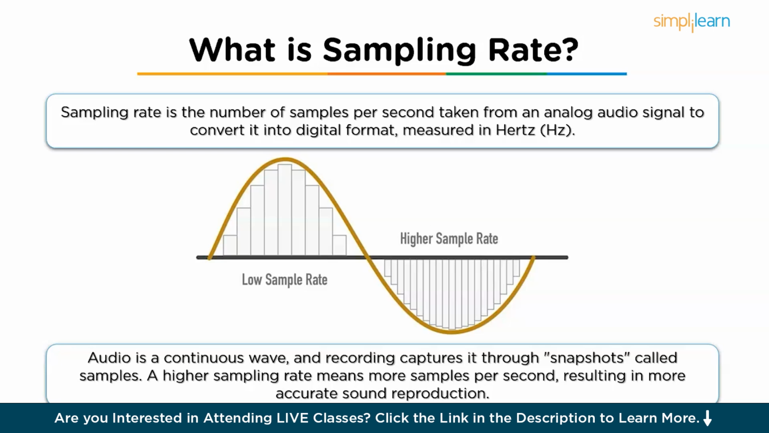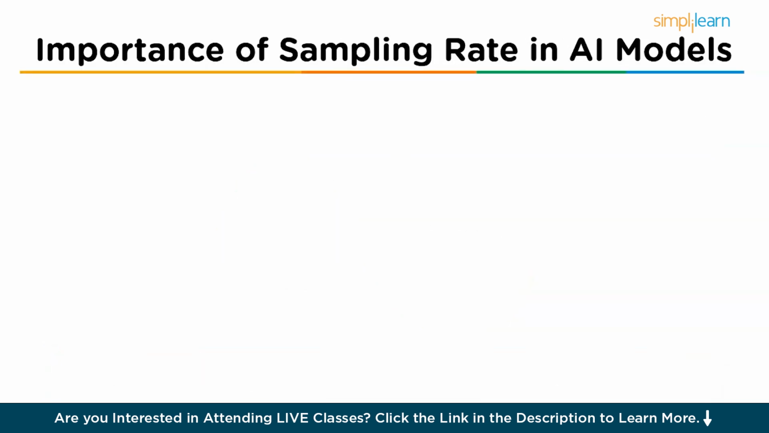For example, imagine you are taking pictures of a fast moving car. If you take only a few pictures per second, the movement of the car looks choppy. But if you take many pictures per second, the car appears to move smoothly, right? Similarly, a higher sampling rate means better sound quality because we capture more details of the original sound wave. Now, why is sampling rate important while working with AI models? While working with AI models for speech recognition, sound classification, and audio processing, the sampling rate plays a critical role in ensuring accuracy, efficiency, and proper audio interpretation.